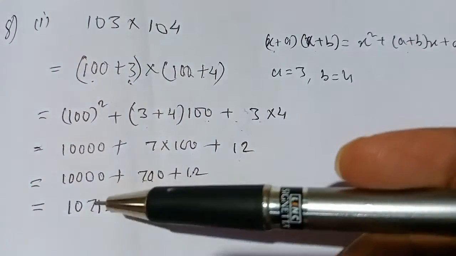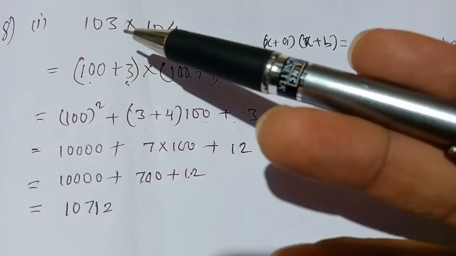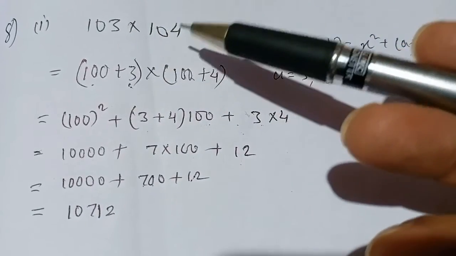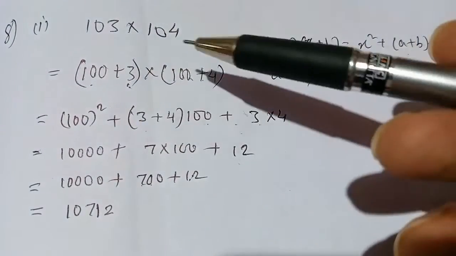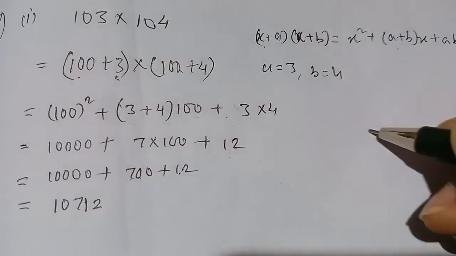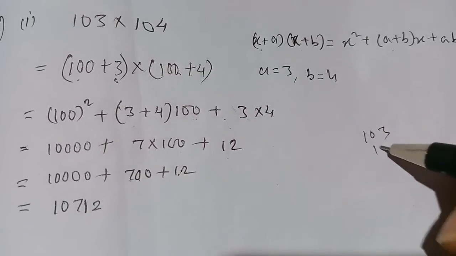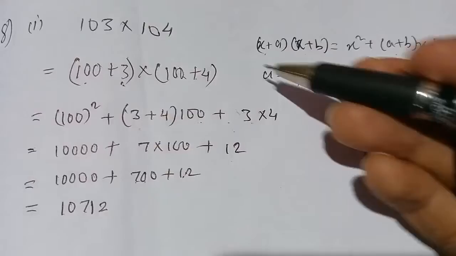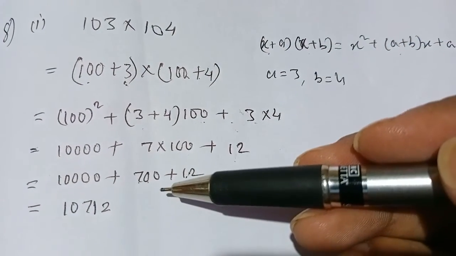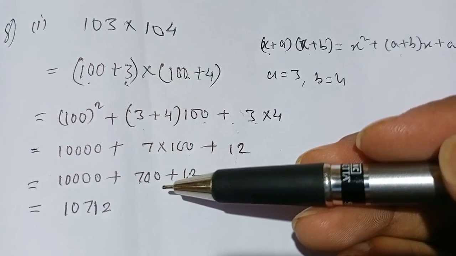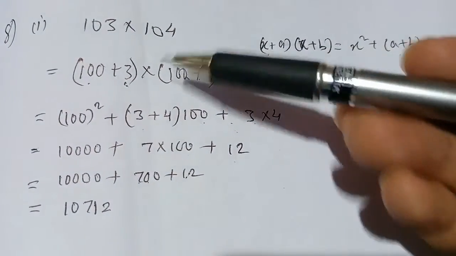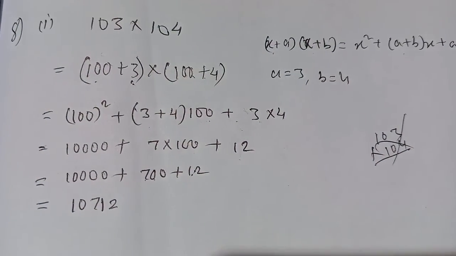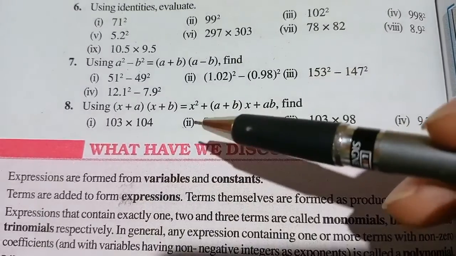When you multiply it, this number will come. This is simple multiplication. You can multiply 103 into 104. The students who do not know the identities, who do not know the formula, will simply multiply like this, 103 into 104. But no, in the exam you have to do it by using the formula. Otherwise, you will not get marks. Remember this. Okay, so this is the way of breaking the number into two parts first, then you have to use the formula. Understood?